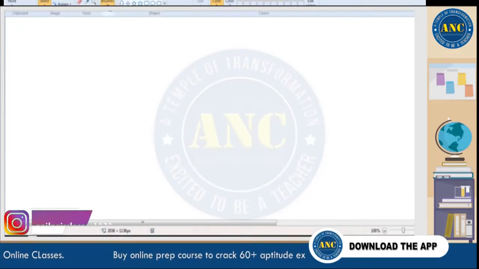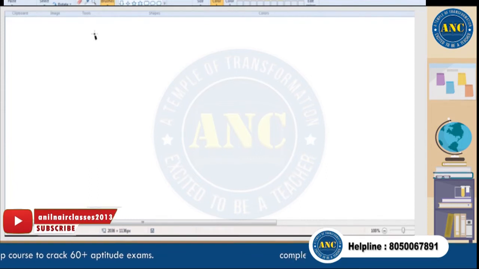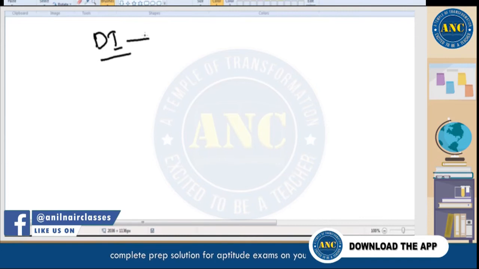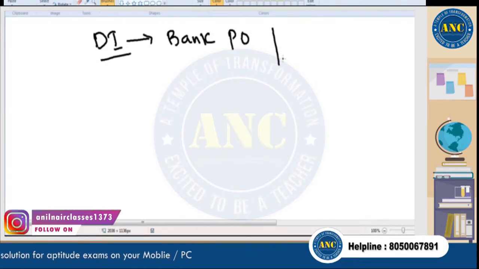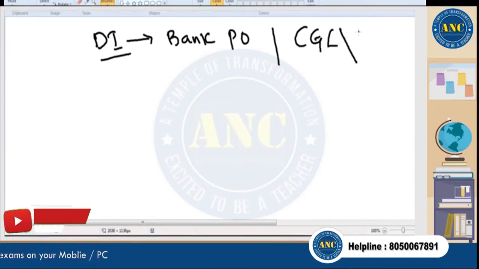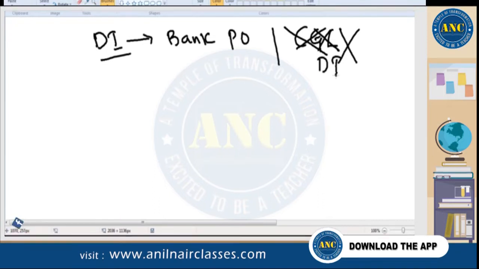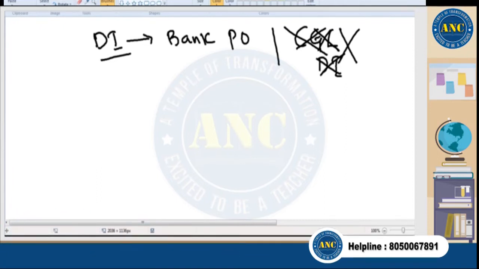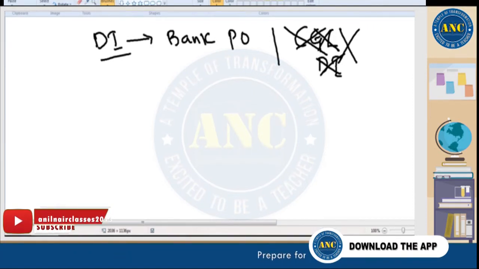Now I am just introducing a concept which can be useful in data interpretation. It is very important in calculations, especially for bank PO, sir. In CGL they are not giving more questions on DI, sir. Of course DI is there, but they will never give that much importance in CGL. But in banking, if there is no DI, think that you don't have any job in banking.